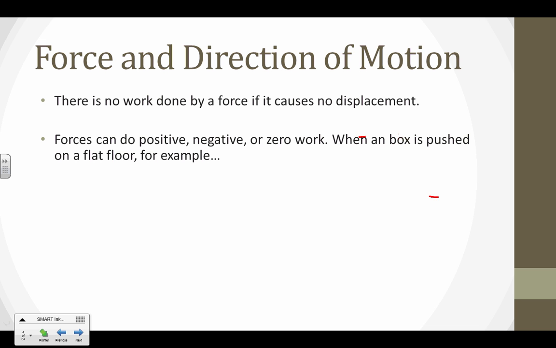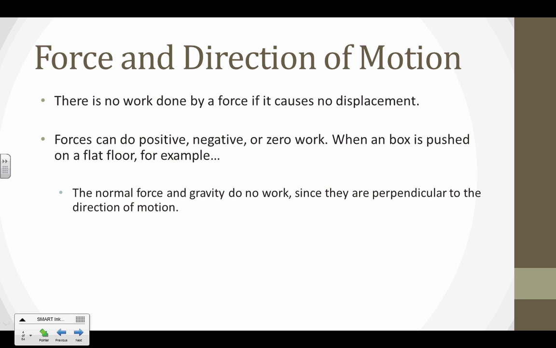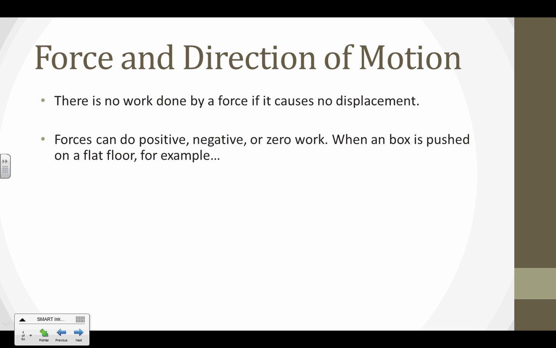Unlike forces, work can be a positive value or a negative value. It can also be 0. So forces can do negative work. Positive work would be gaining energy. Negative work would be taking away energy. And 0 work would be not changing the energy at all. Looking at the example of an object on the flat floor before we get to that. Say I'm pushing the object at constant velocity.